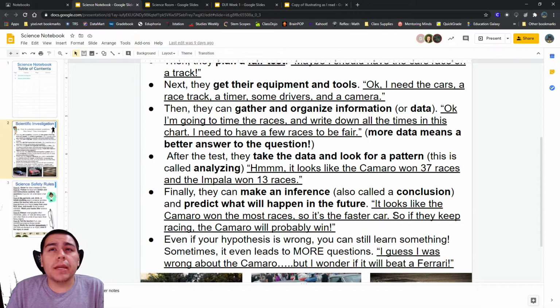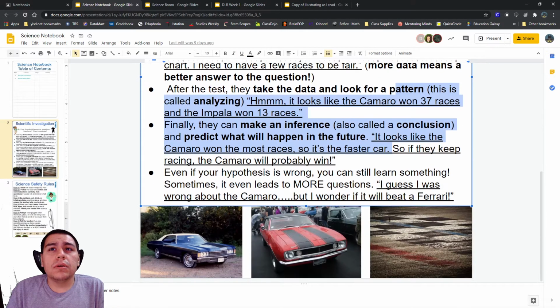But then they can make a prediction. So if they keep racing, the Camaro will probably win. Now, we can't say it'll win every single time because the Impala did win some of the time. But probably, it will probably win.